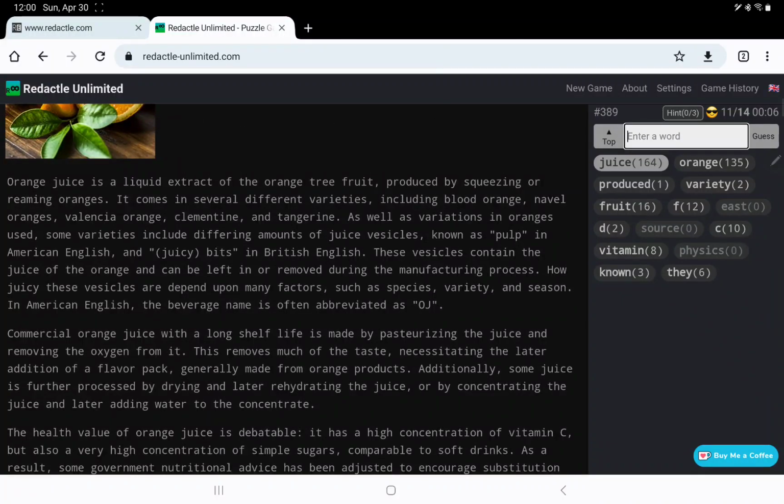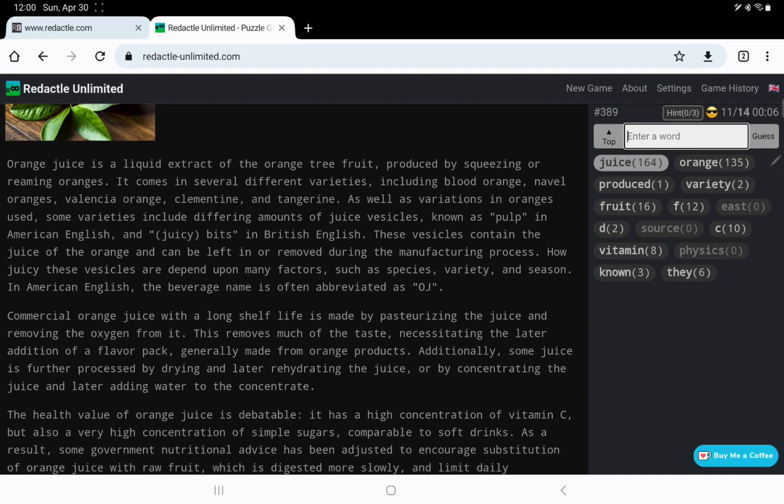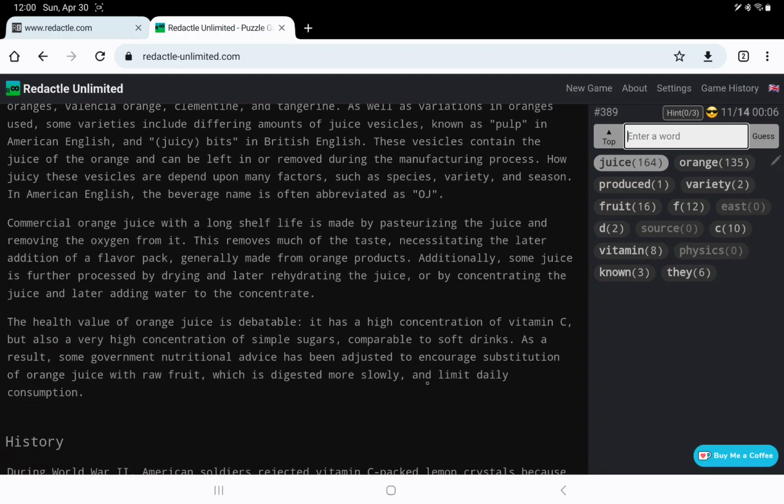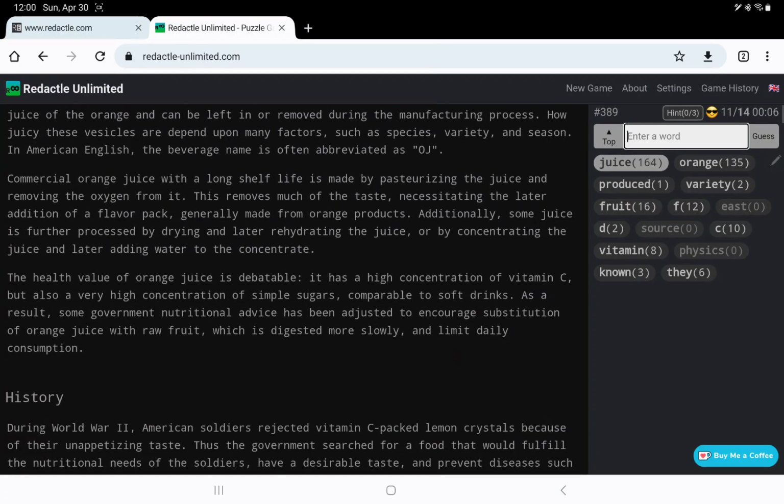A liquid extract of the orange tree fruit, produced by squeezing or reaming oranges. That sounds painful. And then several different varieties, including differing amounts of juice vesicles known as pulp and juicy bits in British English. That's a very scientific phrase. All right, and abbreviated as OJ.